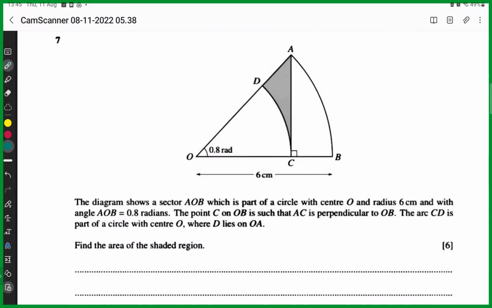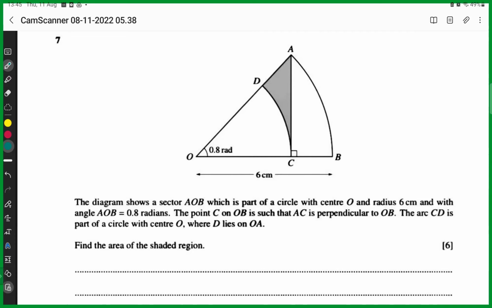Okay. So the question was, the diagram shows a sector AOB, which is part of a circle with center O and radius 6 and with angle AOB equal to 0.8 radians. The point C on OB is such that AC is perpendicular to OB. The arc CD is part of a circle with center O, right? Where D lies on OA. Find the area of the shaded region.